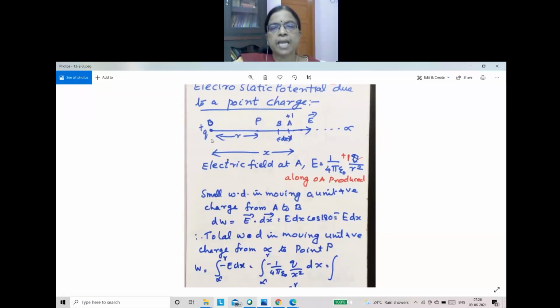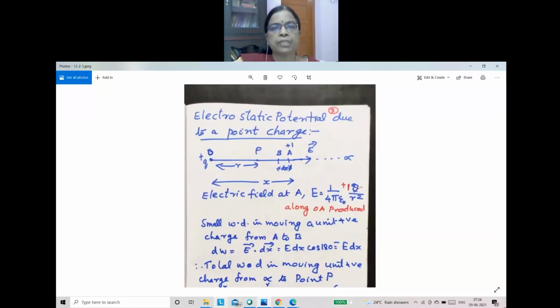So here a charge is kept. Our aim is to derive the expression for electrostatic potential due to a point charge. First you keep a point charge here and take a point P, where we want to find the potential. The electric field direction we marked as vector E, with the arrow outward. This is a positive charge placed at O, so the electric field is directed outwards.